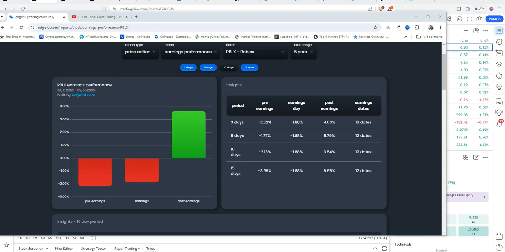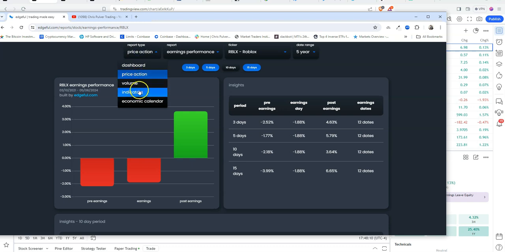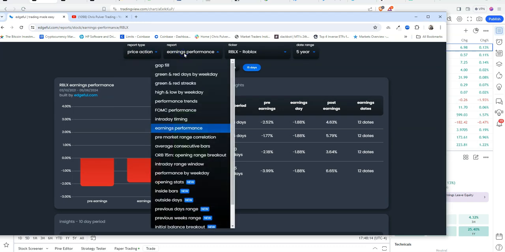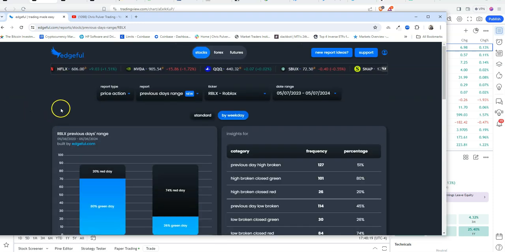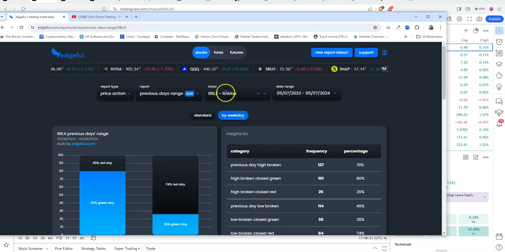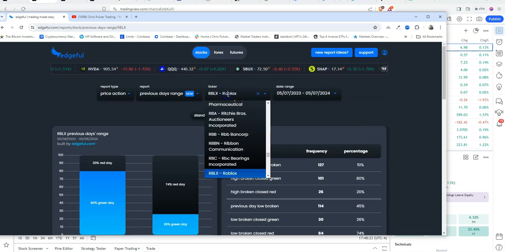The one more thing that I would love to show you, something that we just added, is within the reports, within the price action reports, if you just click on the report drop down. Just leave it in price action. Okay, and then scroll to the previous day's range. Then I'll switch to SPY. Yeah, just SPY is fine.